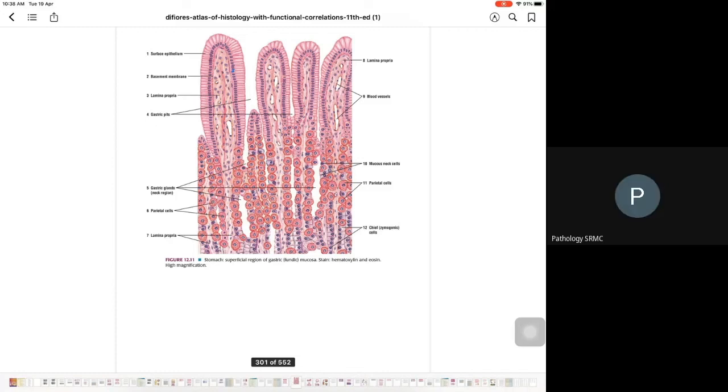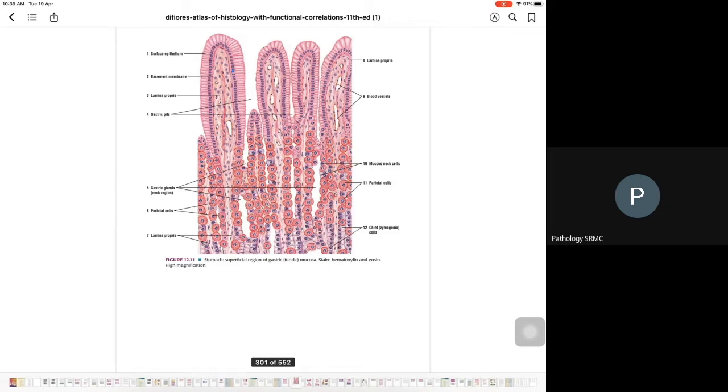Stain H&E, high magnification. Surface epithelium, basement membrane, lamina propria, gastric pits, gastric glands in the neck region, parietal cells, lamina propria. Once again on the right: lamina propria, blood vessels, mucous neck cells, parietal cells, chief cells or zymogenic cells.